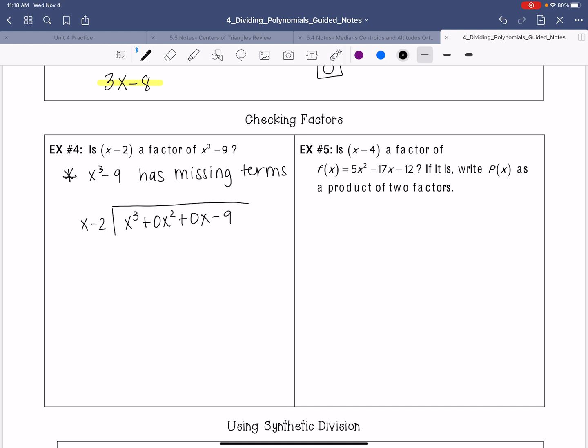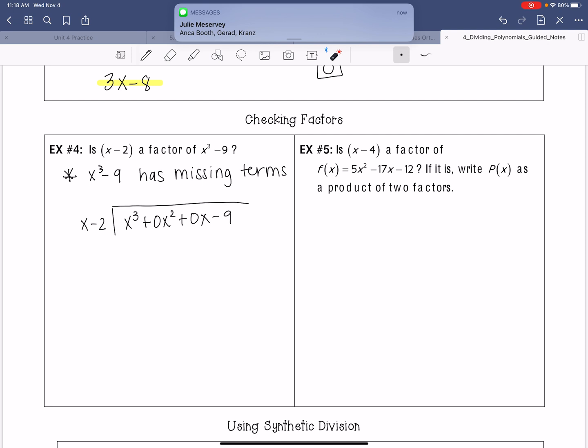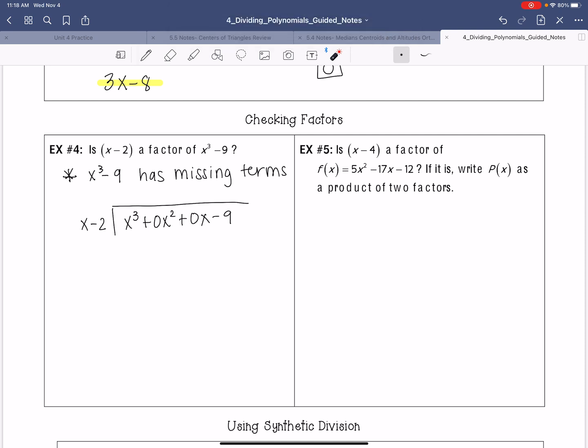Remember, if the remainder is 0, then it's a factor. If the remainder is not 0, it's not a factor. All right, so we want to get this x to be an x cubed. So I need 2 more x's, so we need an x squared. Multiply it back. When I multiply it back, I'll get x cubed minus 2x squared. Don't forget to switch your signs. So this becomes a minus, this one becomes a plus. Add those together, we're going to get that 2x squared. Bring down the next one, plus 0x.